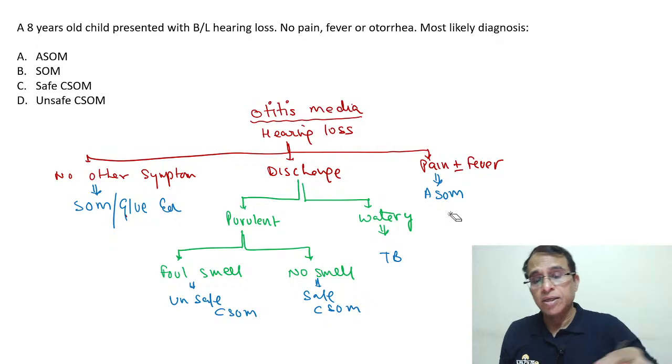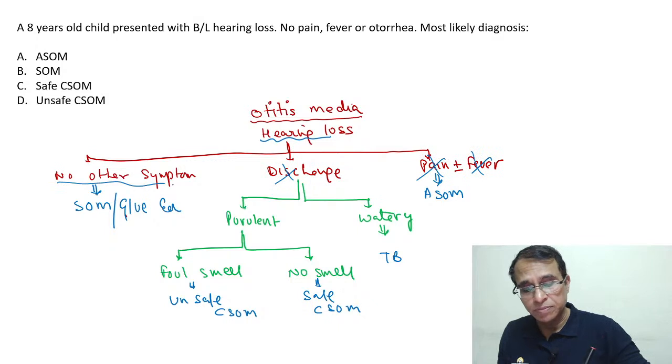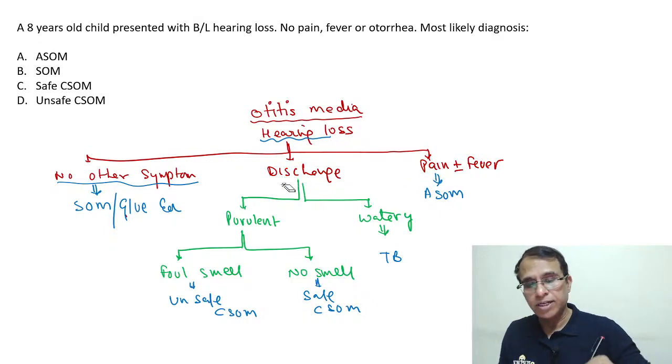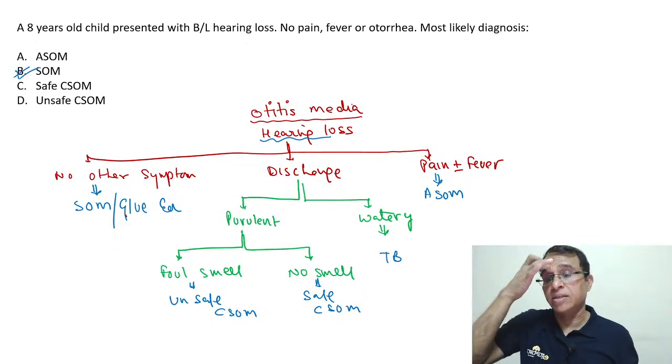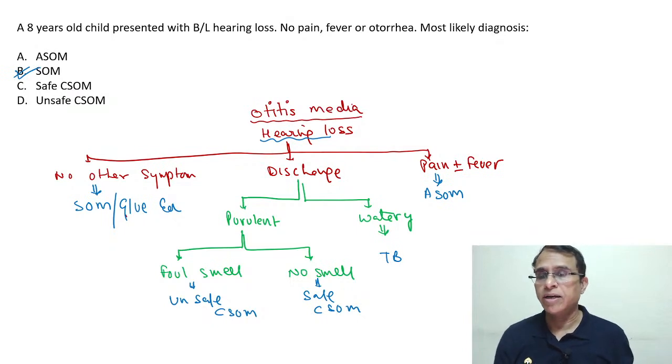So see, in this case there is hearing loss, isn't it? No pain, fever, or otorrhea. So no discharge, no pain, no fever. That means no other symptom, and therefore it has to be serous otitis media. So B is the correct answer. A lot of you got B. Sai Kiran got it correct, Fatima got it correct, Chandra Bhavani got it correct.